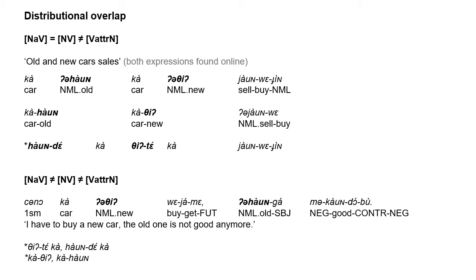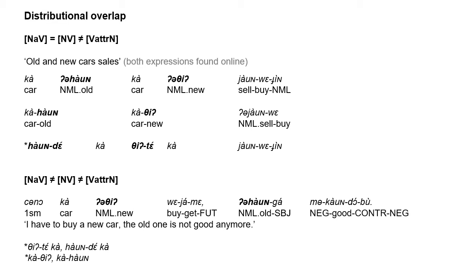The distributional overlap is also evident if you just Google around a bit. For example, for the expression "all the new car sales," you get both ka ahau ka ate yangwe jin, or you get ka ahau ka ate ayangwe. So you see, you can have either plain verb or nominalized verb modifying the noun in the same context, and they seem to really have the same meaning.